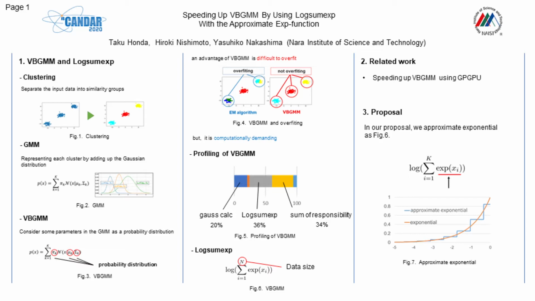Next, we show the result of VBGMM profiling in Figure 5. There are three calculations that account for large percentage. The largest, 36%, is logarithm exponential calculation. Logarithm exponential is shown in Figure 6. In this figure, because n is the data size of VBGMM training, a large amount of exponentials is required. That's why logarithm exponential accounts for the largest part of VBGMM calculation.